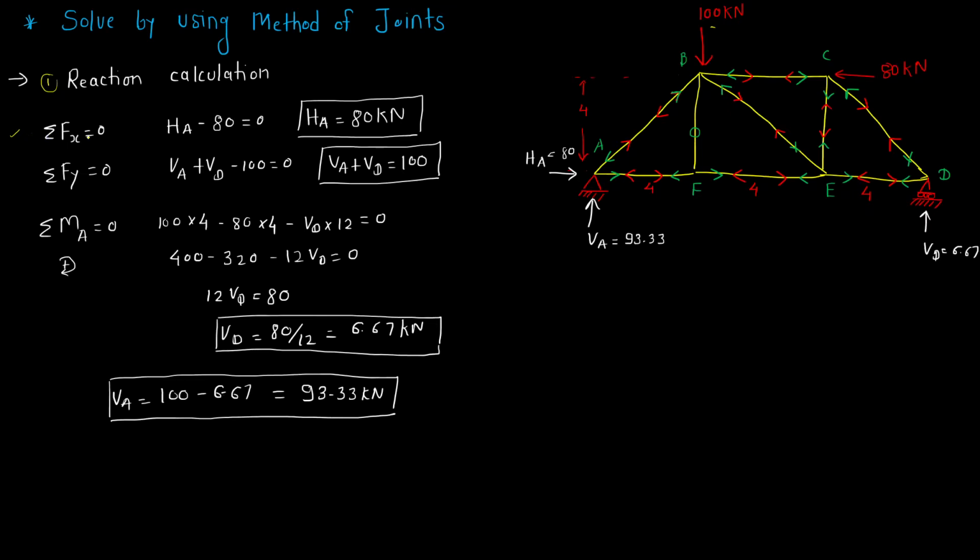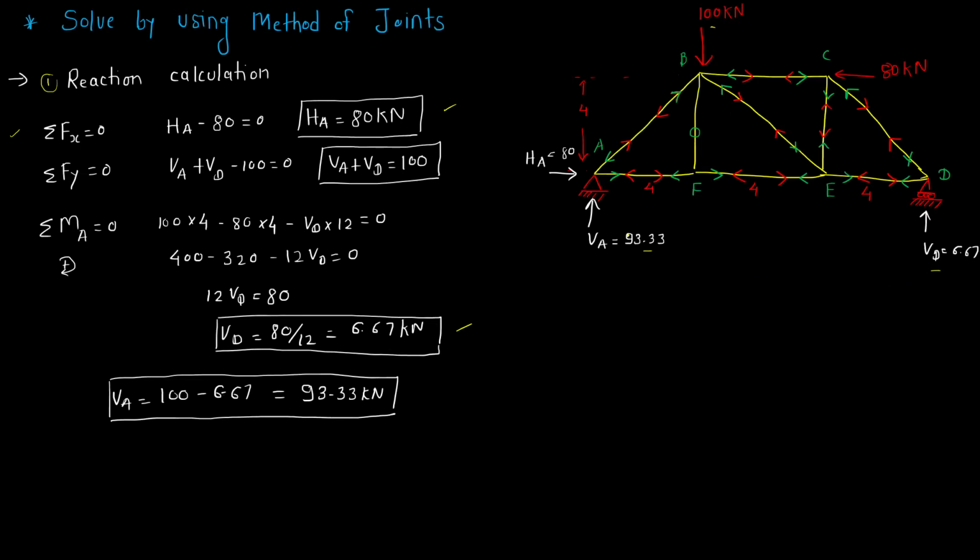Initially we were taking sigma Fx is equal to 0 and almost every time this HA was coming as 0. But due to this horizontal load, we will get a value of HA now. So by using the conditions, we are getting HA is equal to 80. Similarly, doing the same procedures, we will get VA is 93.33 and VD is 6.67.